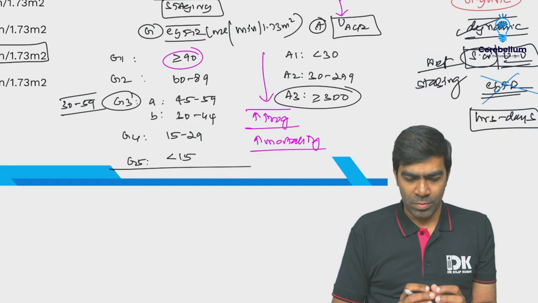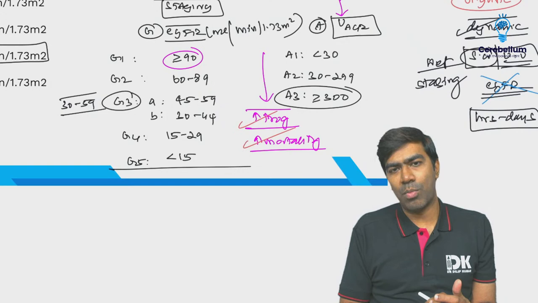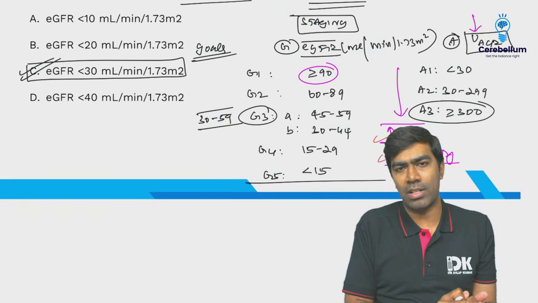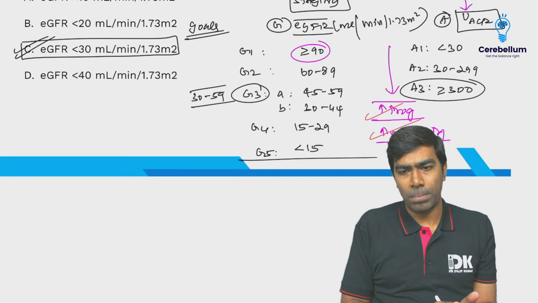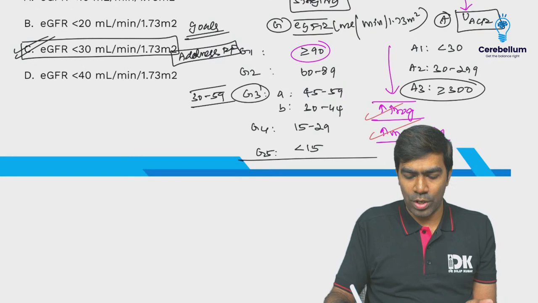So whenever the patient is having more and more albuminuria, the progression of CKD is going to increase and the mortality of CKD is also going to increase. So what are the goals of therapy? In different stages, the goals of therapy will be based on G1, G2, G3, G4 and G5. In G1, you are going to treat the risk factors. You have to address the risk factors. That's the most important. In G2, you are going to estimate the progression. That's the most important aspect of G2.